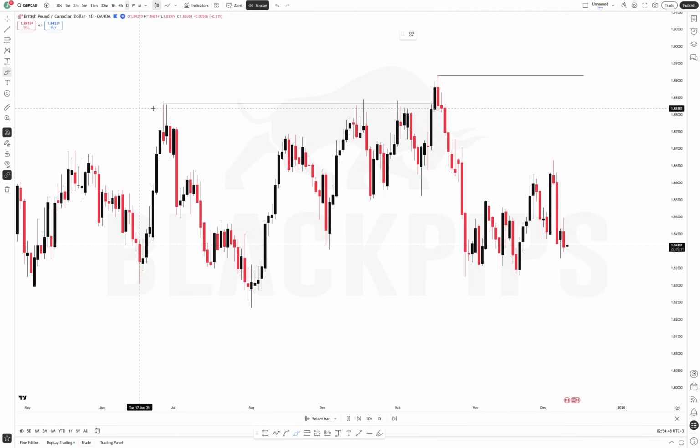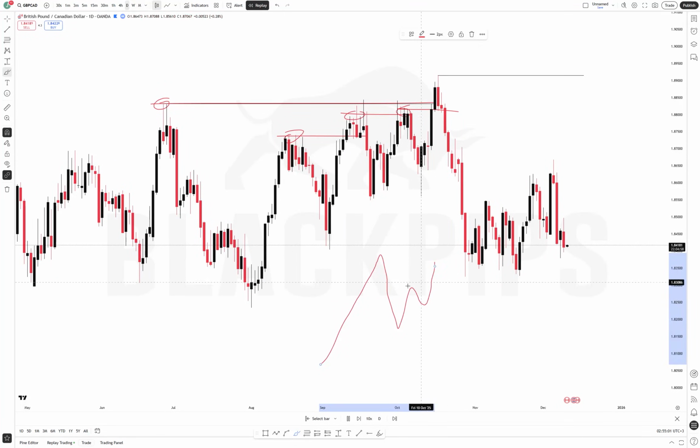What you can see here is that this was the major break of market structure, and this was the minor break of market structure. As we know, if the minor structure is broken but the major structure is still not broken, we can use these minor structures as our main targets. We can use these minor structures as our main areas of liquidity.